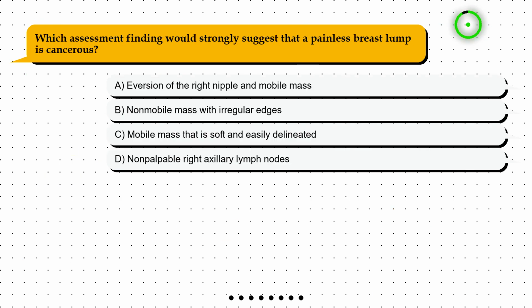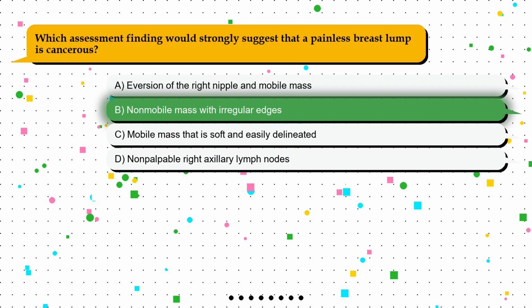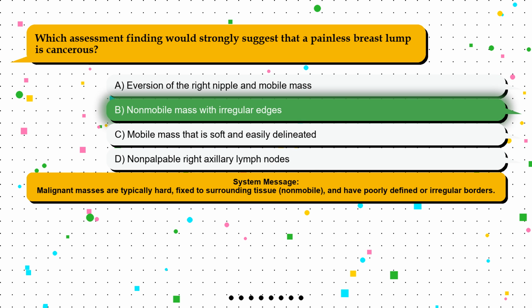Question 5. Which assessment finding would strongly suggest that a painless breast lump is cancerous? Option A, the eversion of the right nipple and mobile mass. Option B, non-mobile mass with irregular edges. Option C, mobile mass that is soft and easily delineated. Option D, non-palpable right axillary lymph nodes. The correct answer is option B, non-mobile mass with irregular edges. Malignant masses are typically hard, fixed to surrounding tissue, non-mobile, and have poorly defined or irregular borders.